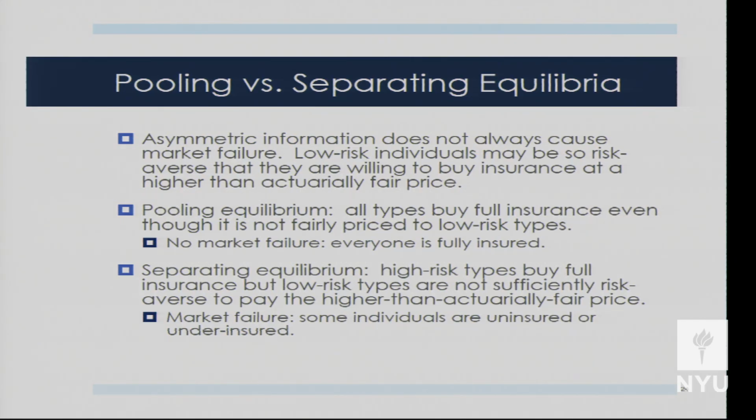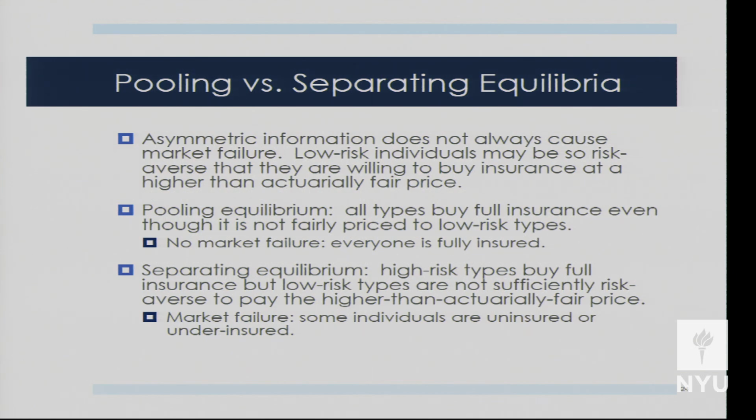This is not a market failure. Everyone is insured. Is there some cross-subsidization going on? Yeah, low-risk types are paying more for insurance than they would if their insurance was actuarially fairly priced. But that's not market failure. That's equity. That's not efficiency, right? They're subsidizing the high-risk types, but they're getting full insurance. So a pooling equilibrium is efficient when it comes to the market.